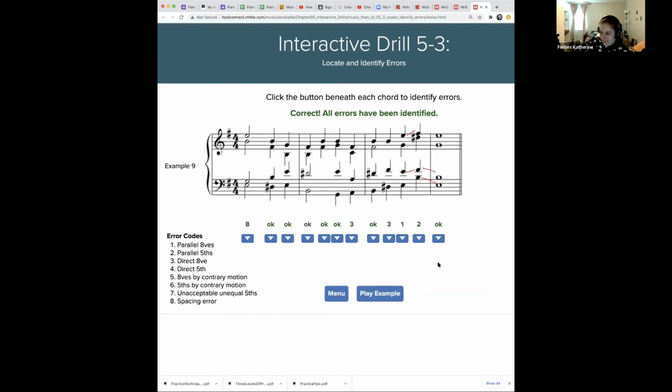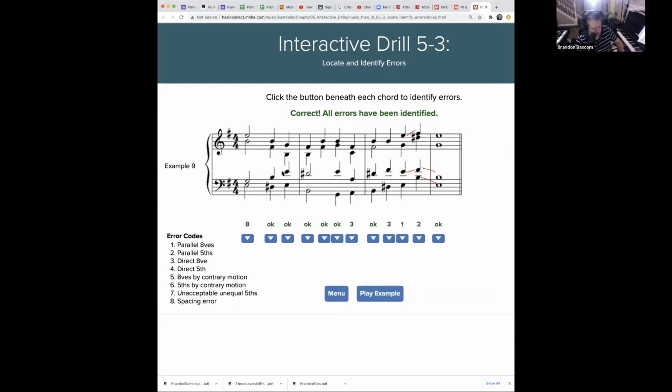Okay, so here are the errors that are your options, just to make sure that we're on the same page, because in this interactive drill we've been doing, there's only 8. The errors are parallel fifths, parallel octaves, consecutive fifths by contrary motion, consecutive octaves by contrary motion, spacing error, direct or hidden fifths, direct or hidden octaves, chord with no third, which is not on here, left out the third, unequal fifths, which we do have. Voice crossing. And see, voice crossing is an error that they don't give as an option, but that we're finding all over the place, right?